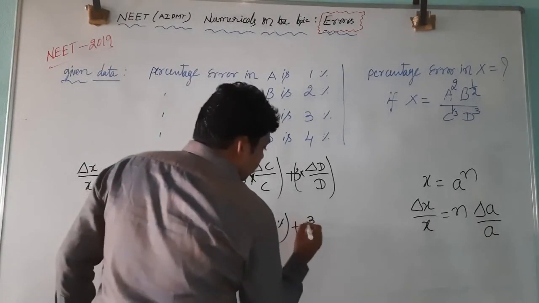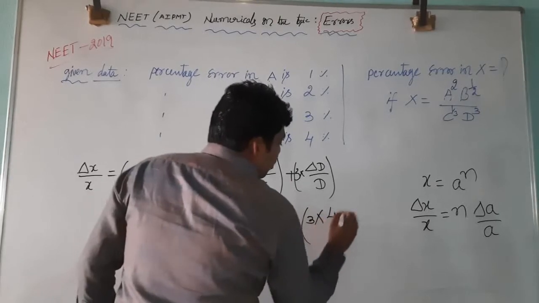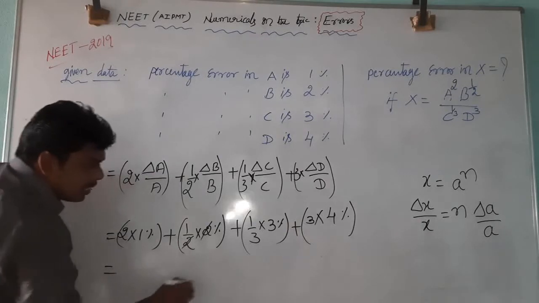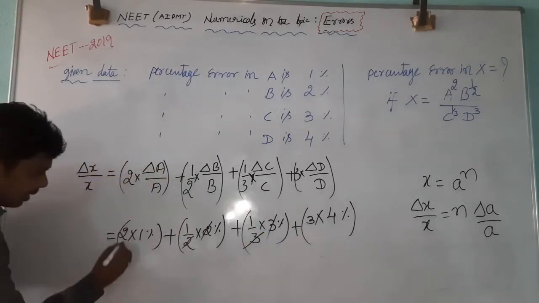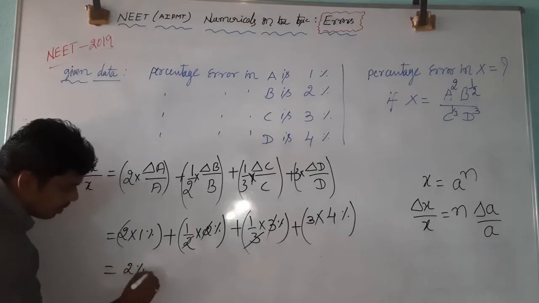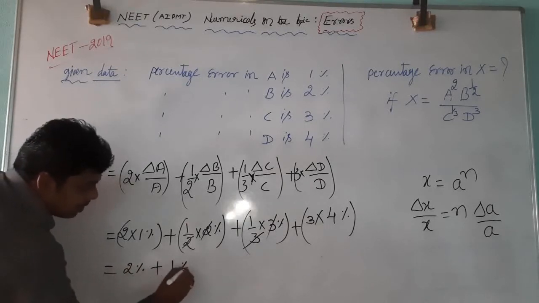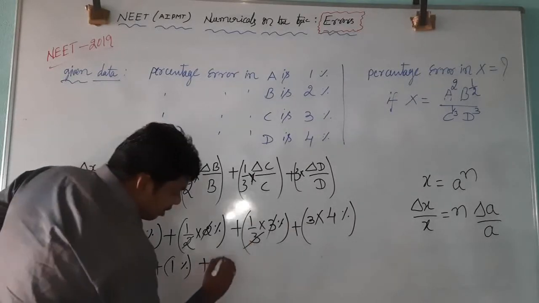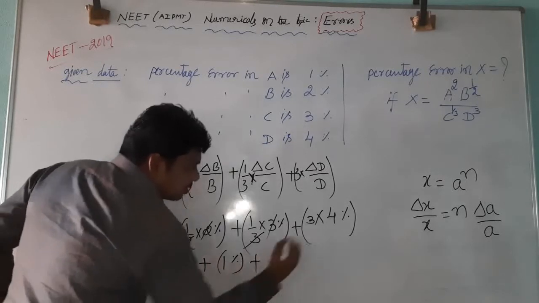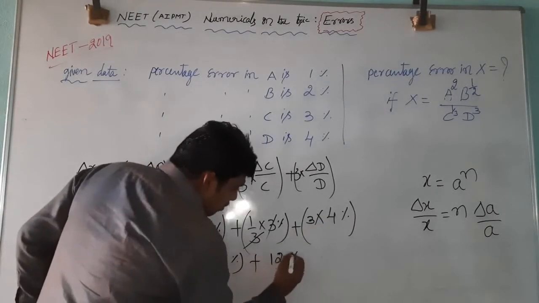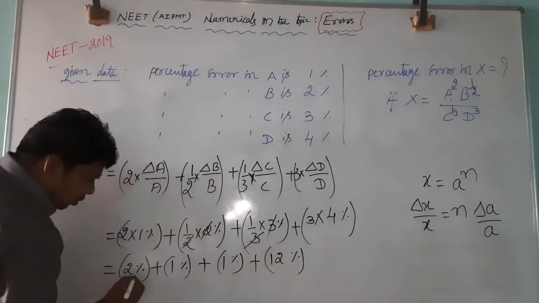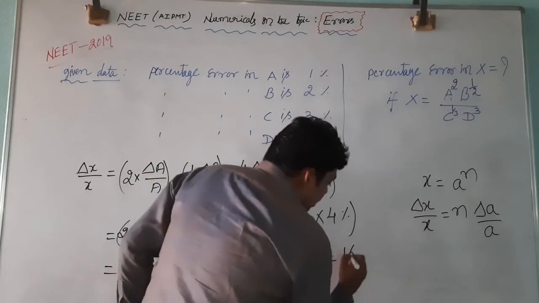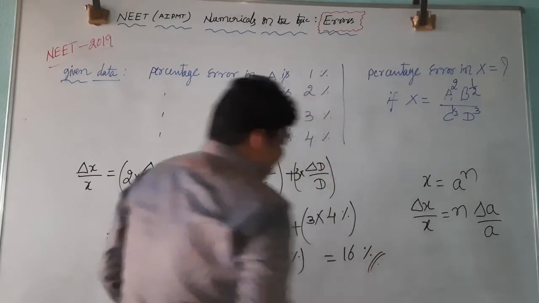Again 3 into delta D by D, that is 4 percentage. Now 2 gets cancelled, and 3 ones are 3. Next 2 percentage plus 1 percentage plus 1 percentage plus 3 fours are 12 percentage. Now add all these: 2 percentage plus 1 percentage plus 1 percentage plus 12 percentage. What is the answer? 16 percentage is the right option.